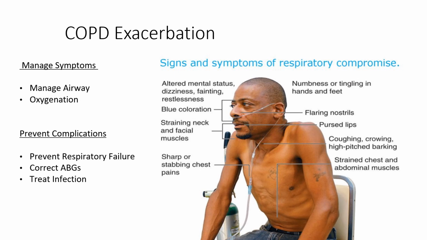This patient may also be blue in coloration. That's a sign and symptom of cyanosis, or that they're not being perfused properly. They might have straining of the neck and facial muscles, flaring of the nostrils, pursed lips. All of these are signs and symptoms of respiratory distress. They may have sharp or stabbing pains in the chest due to being unoxygenated or that bronchial constriction. They may have a cough, crowing, or a high-pitched barking sound. Again, that comes into play with that bronchial constriction and not being able to get air through that airway.